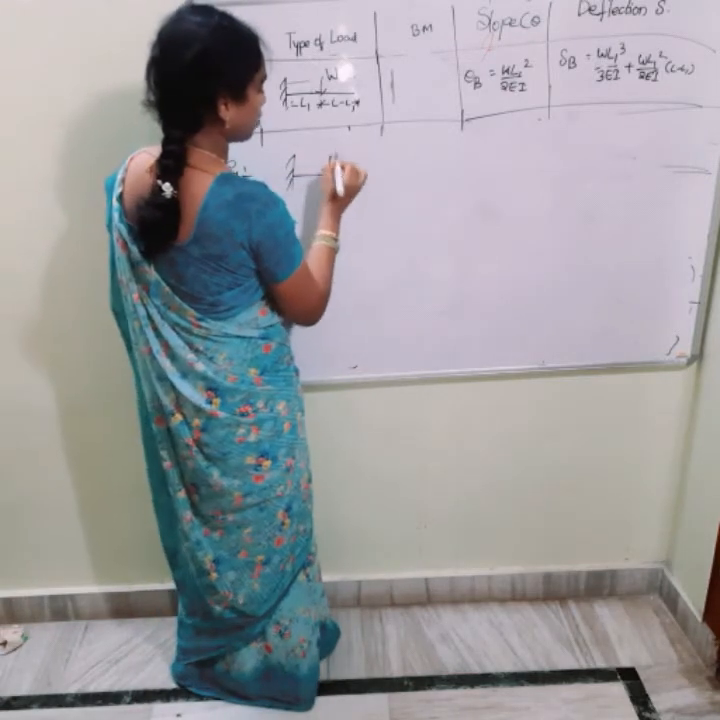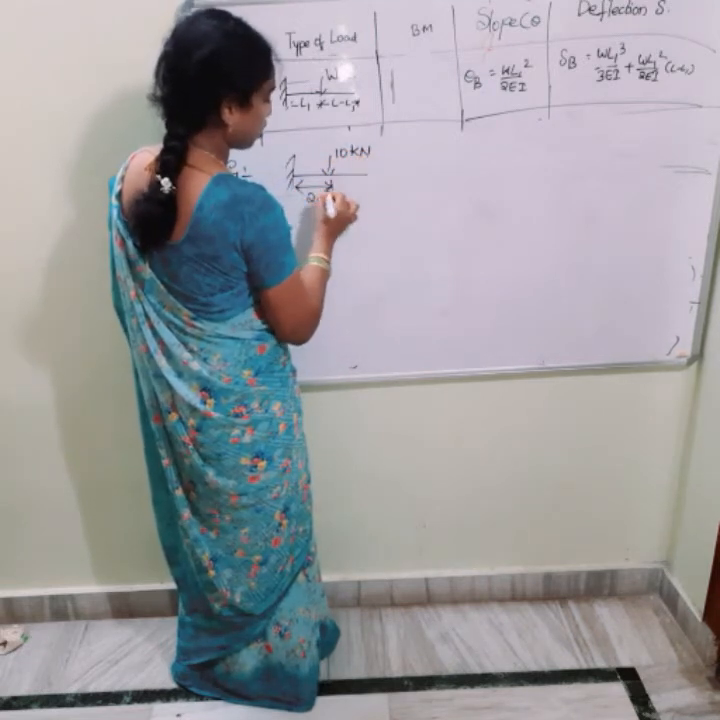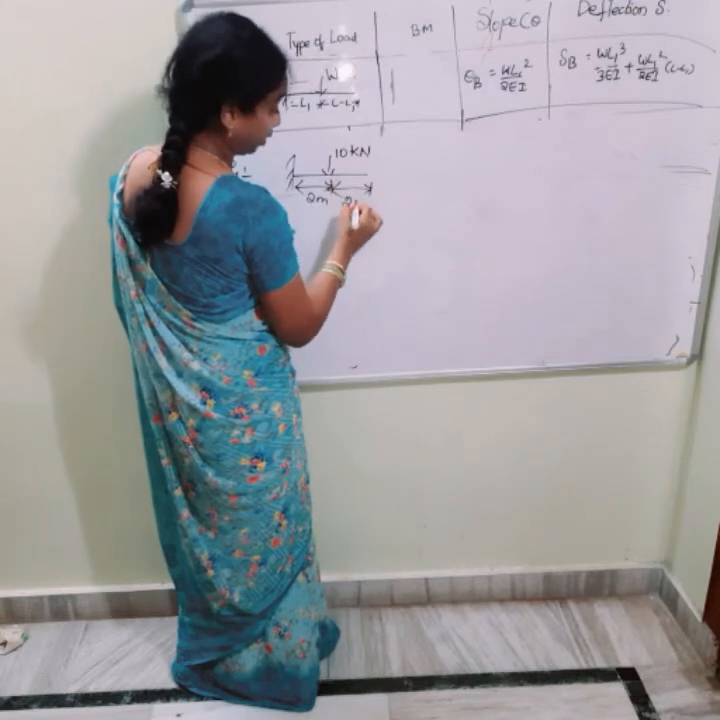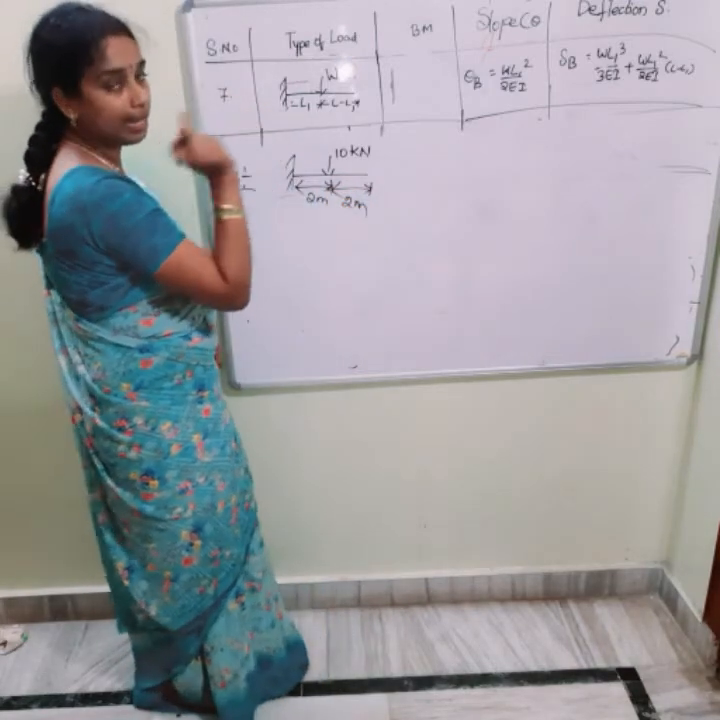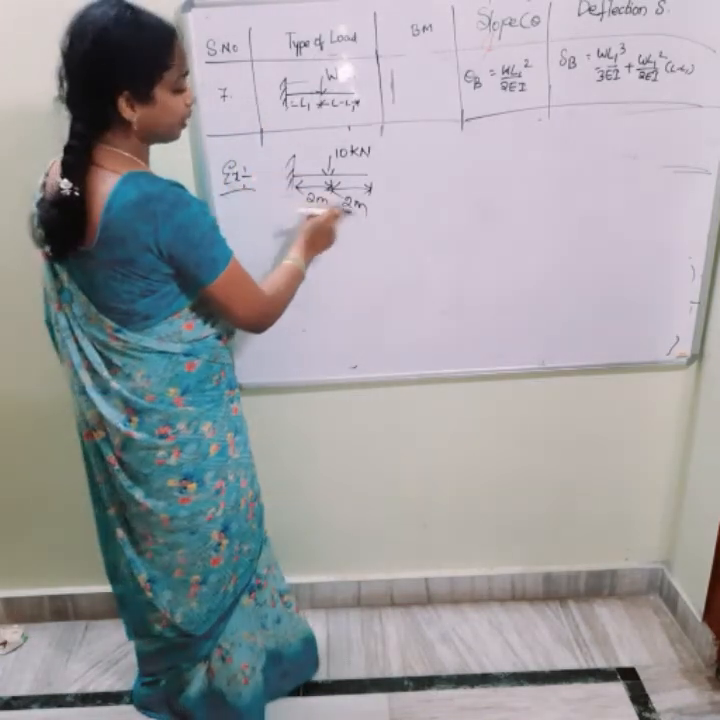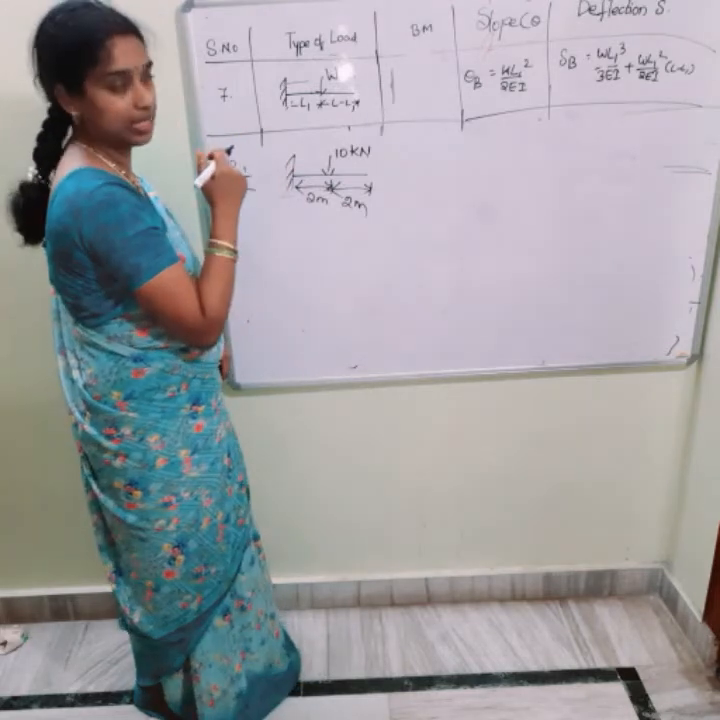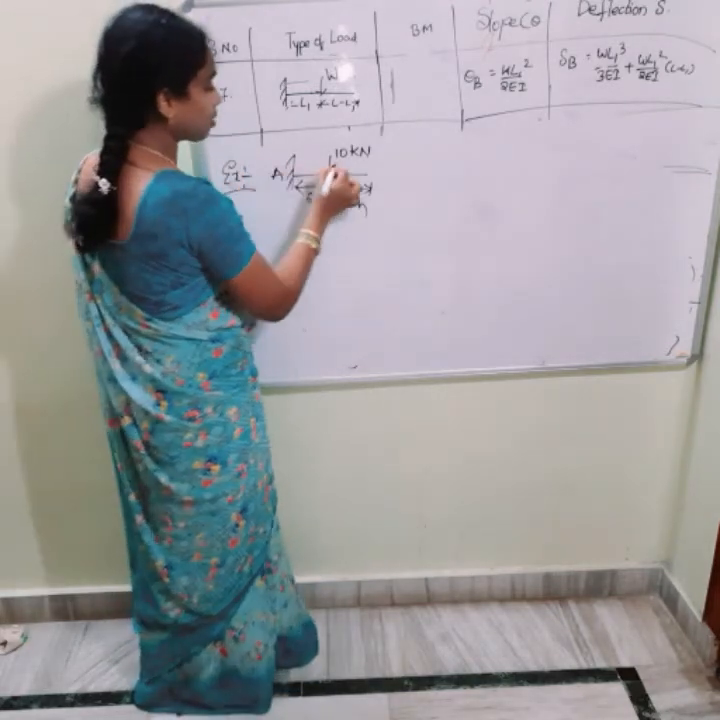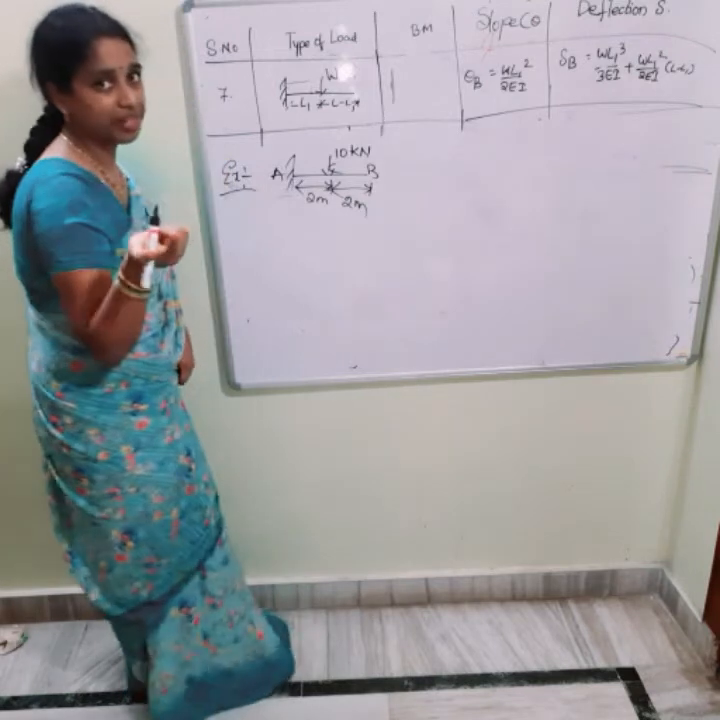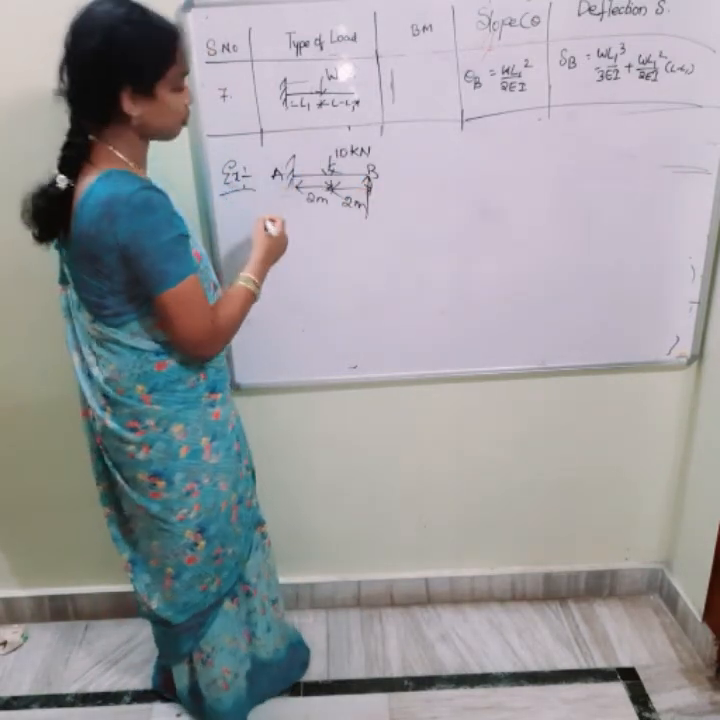So for example it is 10 kilonewtons acting at a distance of 2 meters. See here, this formula is applicable if it is acting at some eccentricity, either 2 meters or 3 meters. Okay, even if it is at the center this formula is applicable. See here, A point, C point and B point. What is the first step? I am considering only the load. So here, with only the load, what is the deflection formula?